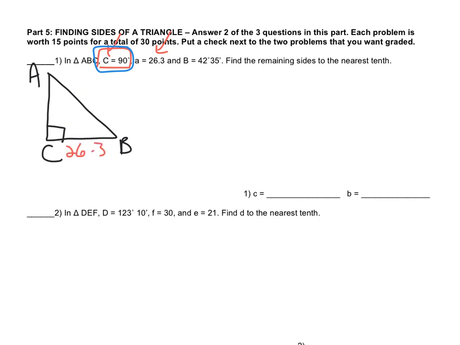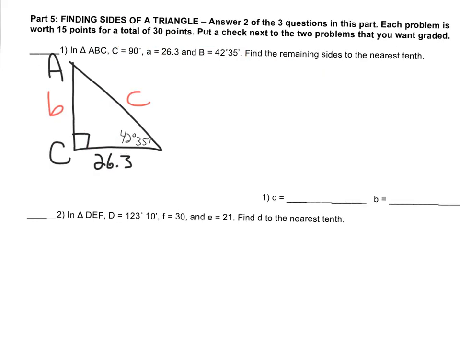And angle B is 42 degrees, 35 minutes. We have to go about finding the remaining sides. Little c, that's the side opposite angle C, and little b, that's the side opposite angle B. Well, since you're given a right triangle, you know that the rule you're going to be using in the problem is SOHCAHTOA. So here's what I'm going to do. I'm going to go about labeling my picture.